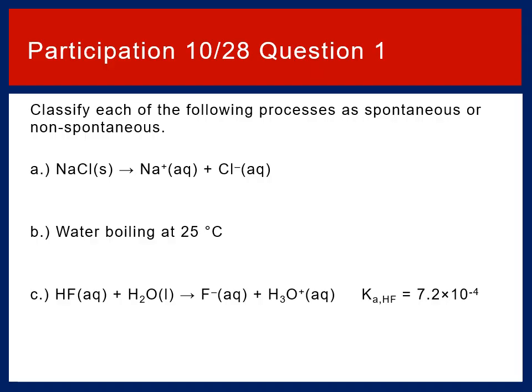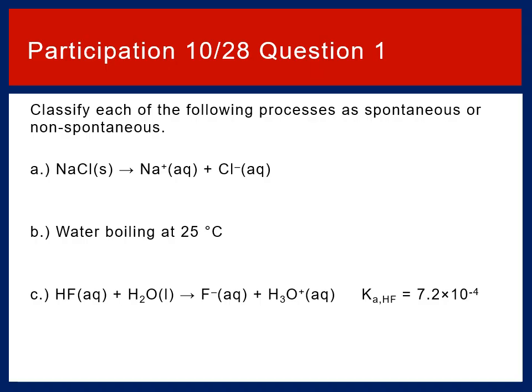Participation 1028, question 1. Classify each of the following processes as spontaneous or non-spontaneous. A, NaCl solid becomes Na+ aqueous and Cl- aqueous. B, water boiling at 25 degrees Celsius. And C, HF aqueous plus H2O liquid becomes F- aqueous and H3O+ aqueous. Ka for that is 7.2 times 10 to the negative fourth. This is the first question on participation 1028, due Tuesday, October 28th at 11:59 p.m. over on Blackboard. The link to the assignment is right below the links to these videos.